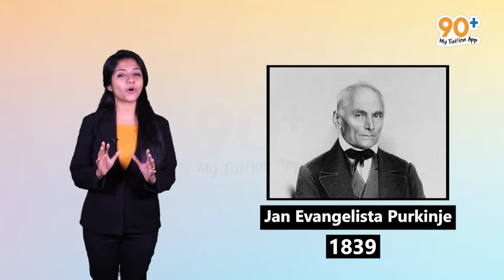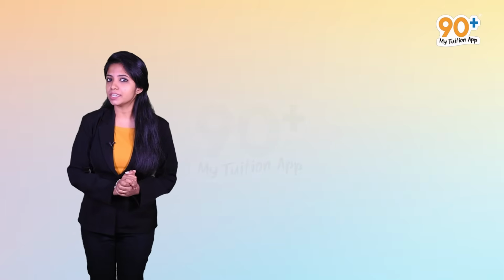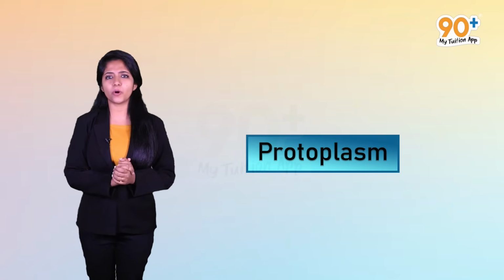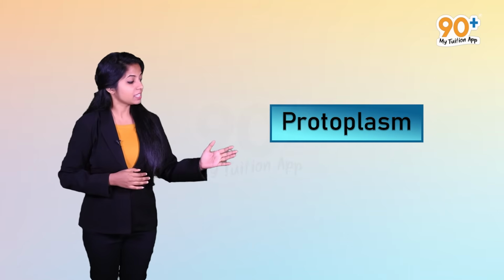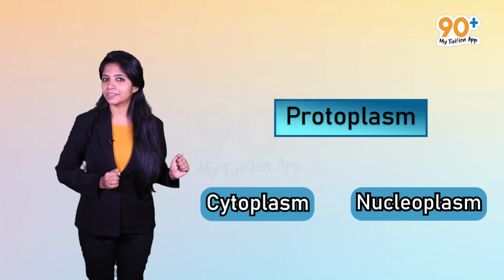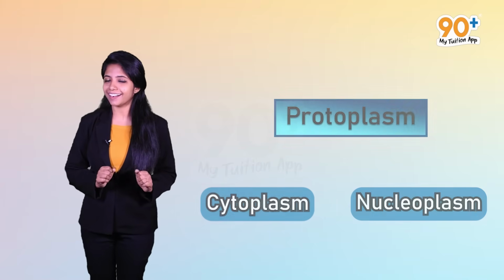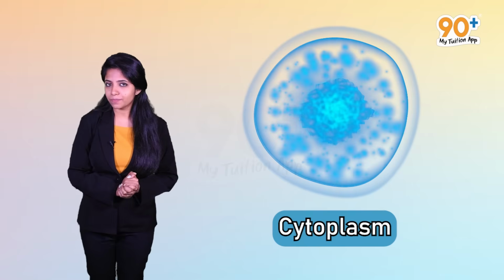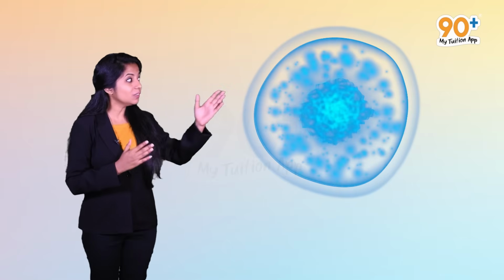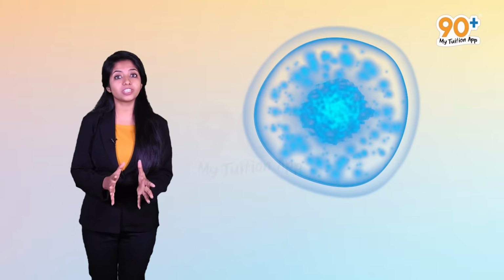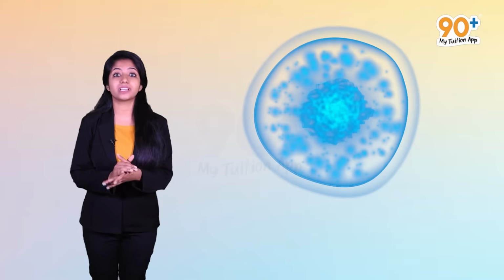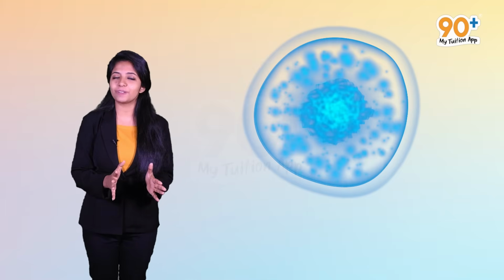He then decided to coin a new term for it. He called it protoplasm. And you know what? This protoplasm is actually made up of two different regions, that is the cytoplasm and the nucleoplasm. If you don't know what these regions are, I'll tell you. The region that you see within the cell is known as cytoplasm, and the region present within the nucleus of the cell is known as the nucleoplasm. So now you know what protoplasm is, and you also know that the protoplasm is made up of cytoplasm and nucleoplasm.